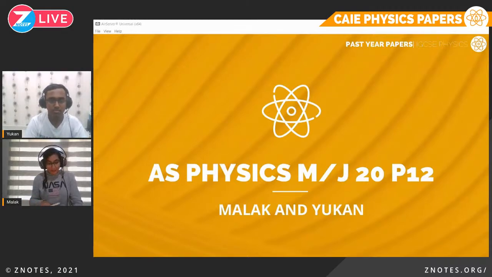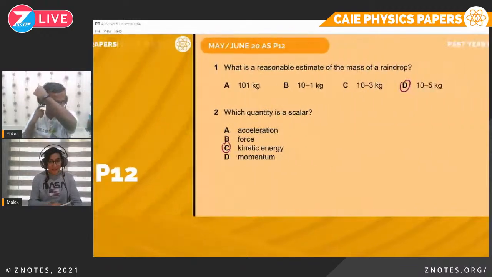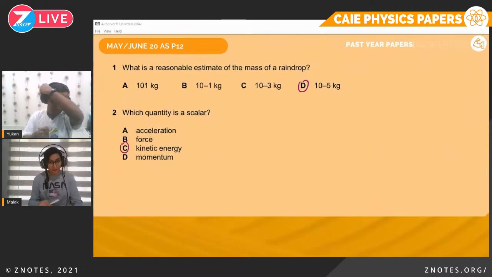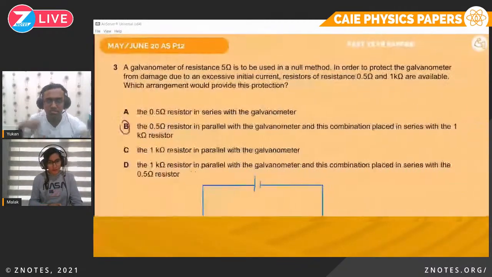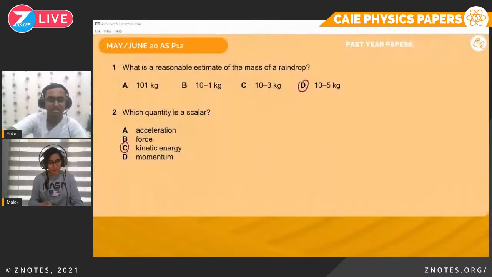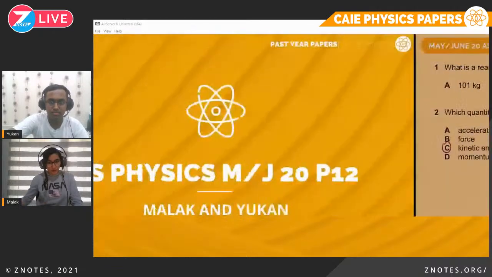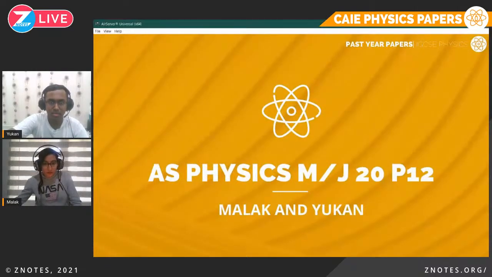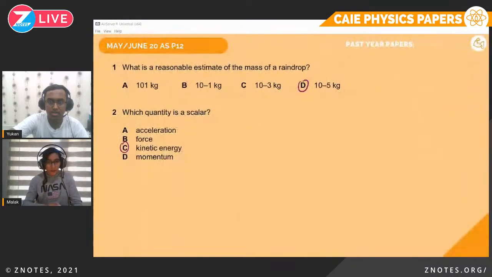So let's get on with it. Our first AS paper. Is there something wrong with the... Oh yeah, that's a bit... Half the screen is not showing. How about now? Yep. Oh, okay, that's better. I fixed it.